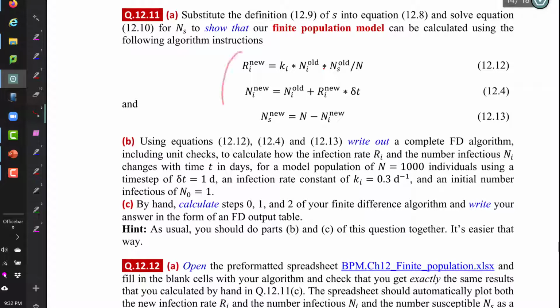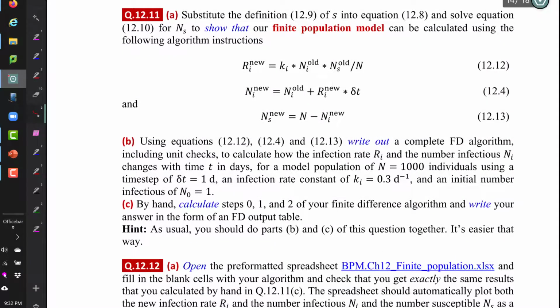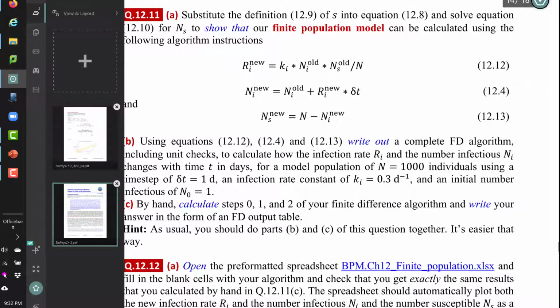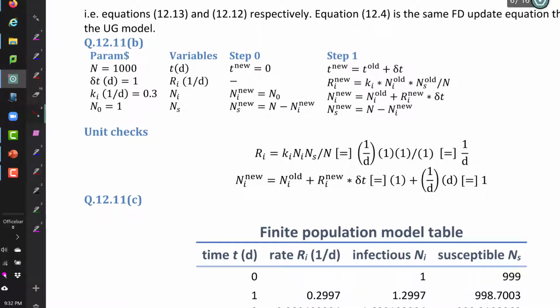And here are the equations for the algorithm that we're going to use, and I guess I can quickly show you the algorithm. So I'm going to cheat and show you the answer. Where are we? Oh, I need that back. And here's the model answer. So, right, this is your cheat sheet if you're doing this for homework. So here are the parameters with the units, right? The time step is going to be 1. The infection rate constant is 0.3. The initial number infected is just 1.